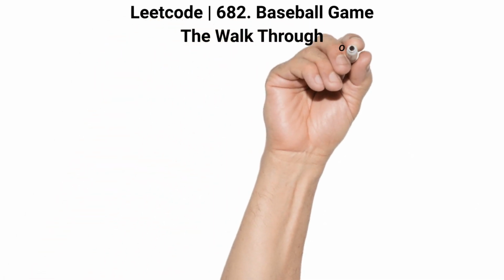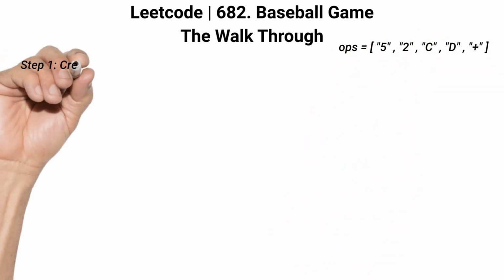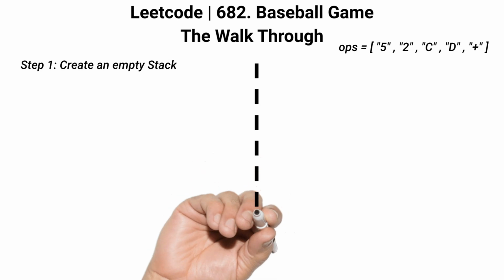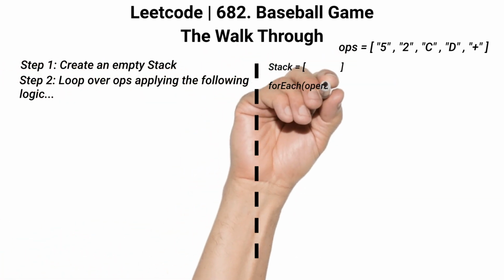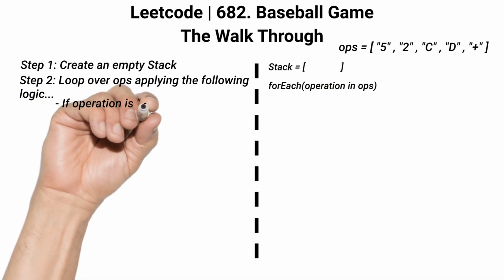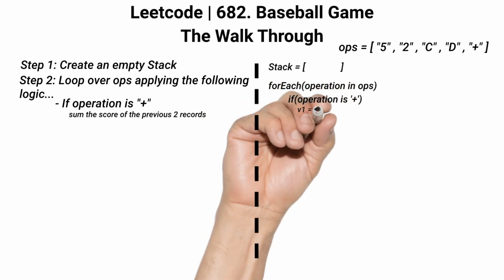Now let's walk through the example. We're given ops equal to 5, 2, C, D and plus. Step 1. Create an empty stack. Step 2. Loop over ops applying the following logic. If the operation is plus, sum the score of the previous two records, and this can be achieved like so.